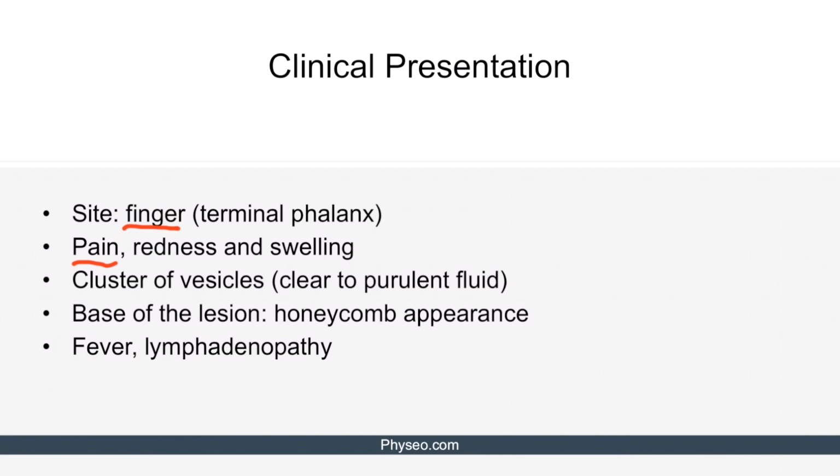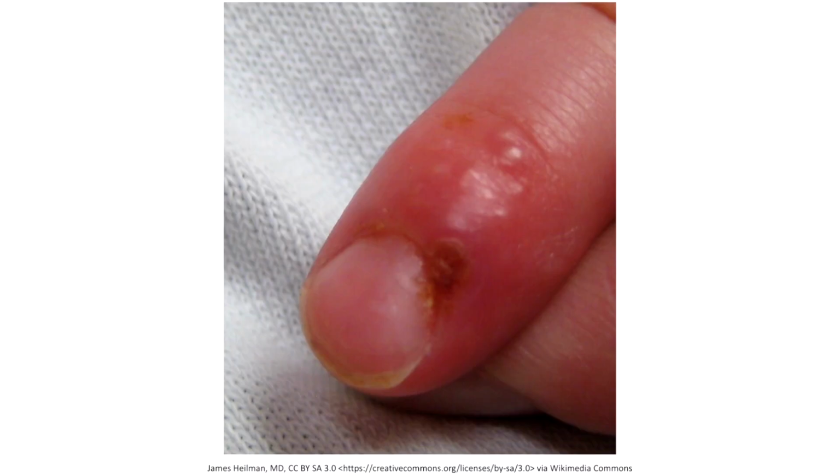Patients present with pain, redness, and swelling of a finger, or sometimes multiple fingers. A cluster of vesicles is present at the site of infection, and it contains clear or even purulent fluid. When the base of the vesicular rash is exposed, it reveals a typical honeycomb appearance, which is a diagnostic feature. Some patients may develop fever and lymphadenopathy. This is a typical picture of herpetic whitlow. The terminal phalanx looks red and swollen, and it has that vesicular rash.